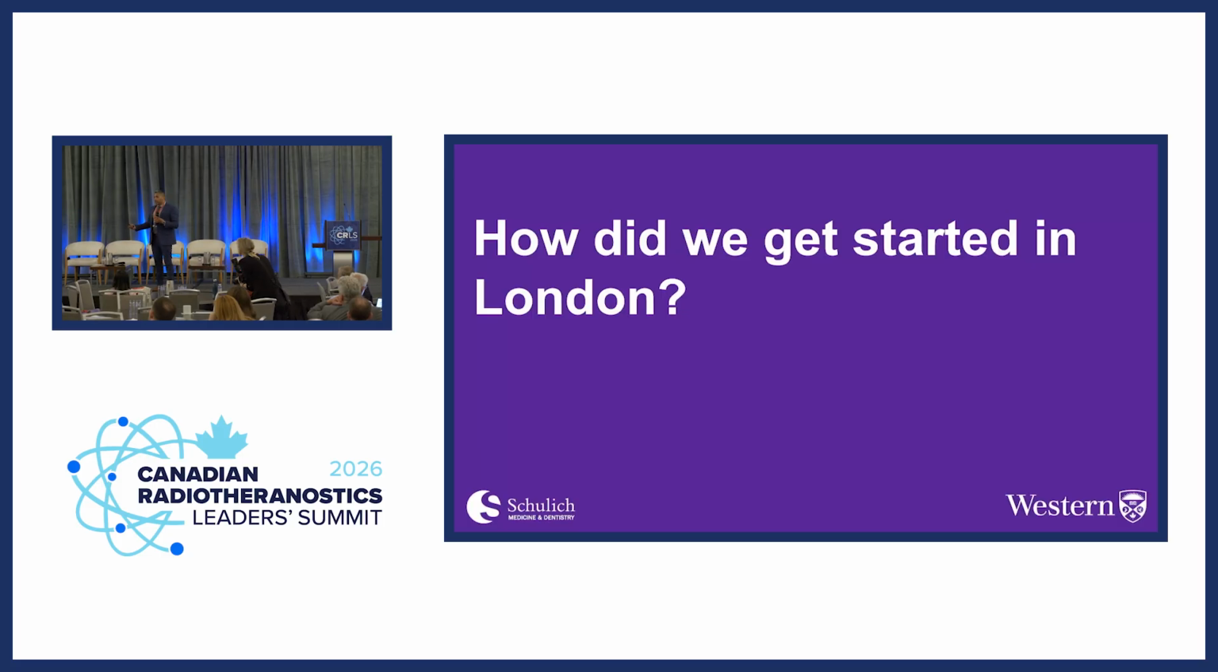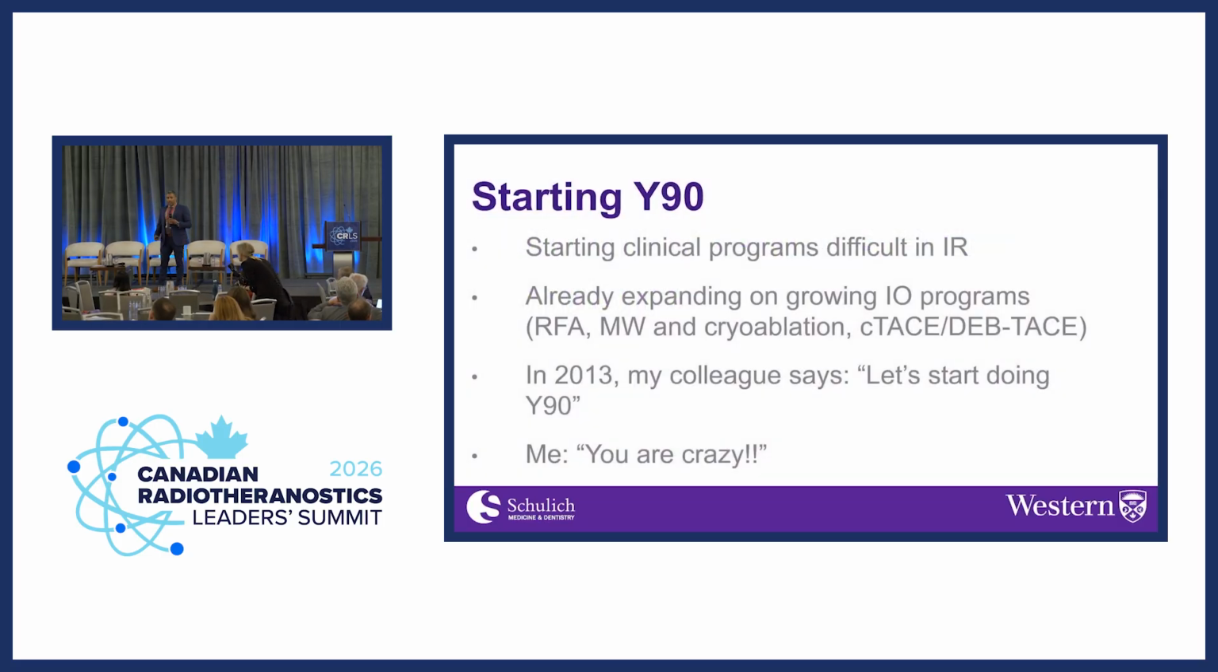So how did we get started in London? In the Canadian healthcare system, for those of us who work in it, it's a constrained system, so starting clinical programs can be very difficult. But we'd already been quite successful in London expanding some interventional oncology programs, doing things like radiofrequency ablation, microwave ablation, and cryoablation. These are different technologies to treat solid tumors in different organs.